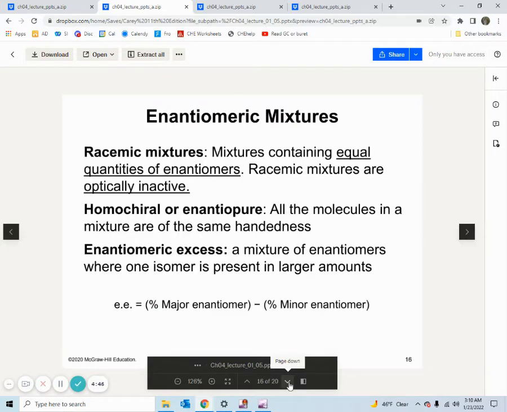Enantiomeric mixtures may include racemic mixtures with equal quantities of enantiomers. This cancels out, and therefore the racemic mixtures are optically inactive. You can have homochiral or enantiopure, in which all the molecules in a mixture are the same handedness. You may also have an enantiomeric excess, a mixture of enantiomers where one isomer is present in larger amounts. The EE is the percent of major enantiomer minus the minor.